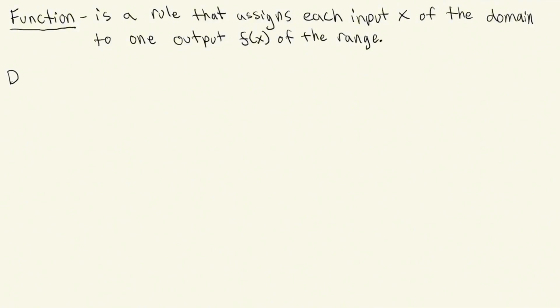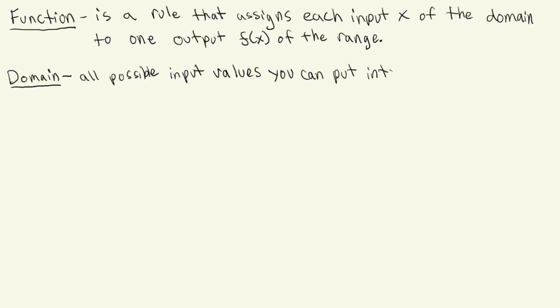This is another word I should define. The domain is just simply all possible input values you can put into a function. So the domain is just simply all the values you can put into a function. And that could be restricted by the problem. Like for example, say some problem says you can only enter values between 5 or 10. So it's going to be 5 through 10 is the domain of that function.